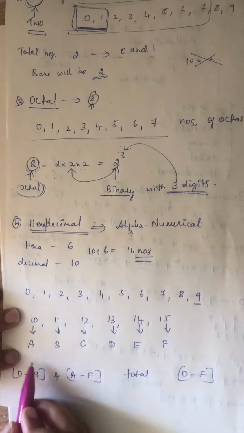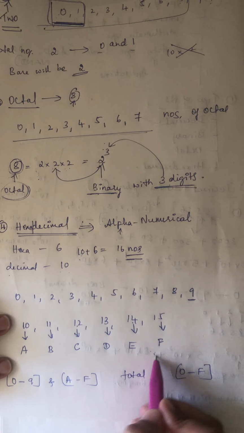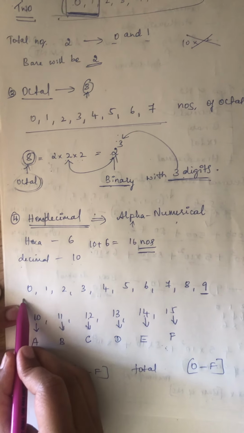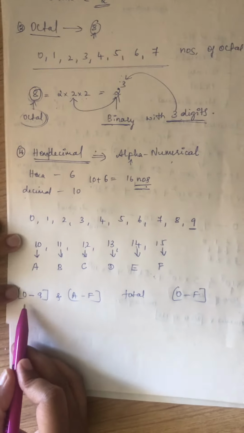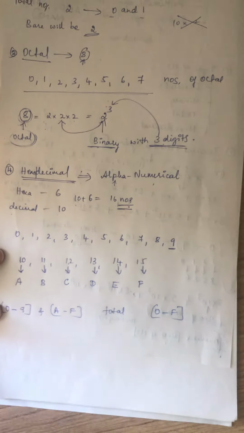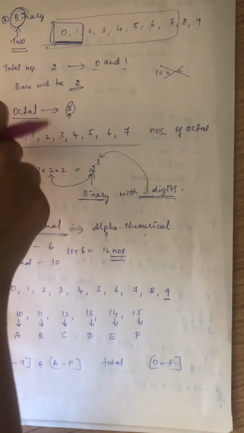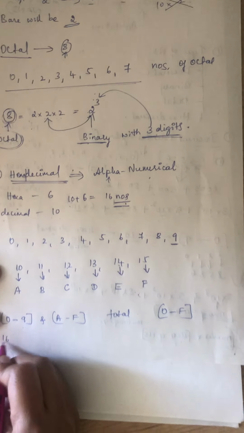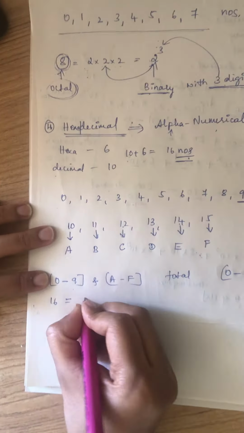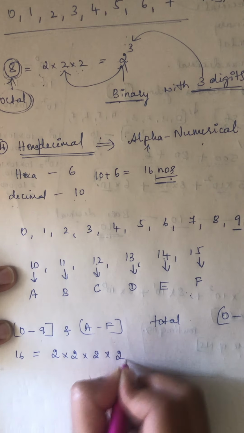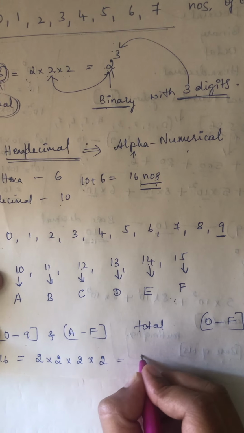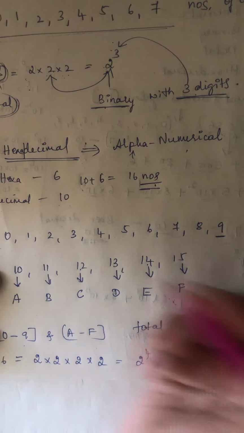Alpha refers to the alphabets we are using, A, B, C, D, E, F, and numerical refers to the numbers 0 to 9. So in total I will have 16 numbers: 0 to 9 and A to F. I will try to convert in the same way as we did for octal. The number is 16. How can I write 16? I will write it as 2 into 2 into 2 into 2, which I can rewrite as 2 power 4. 2 power 4 is 16.